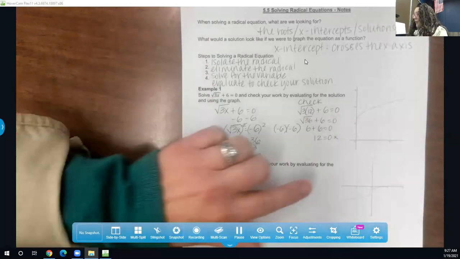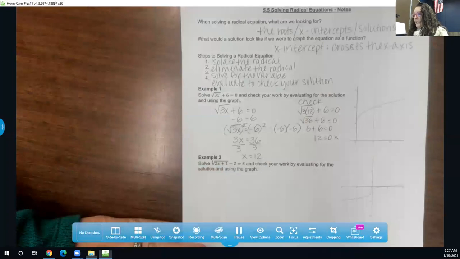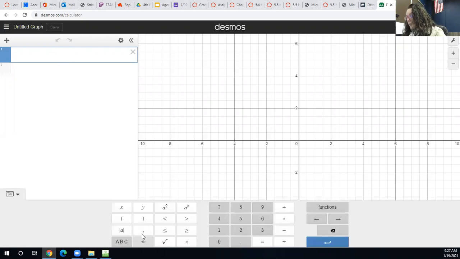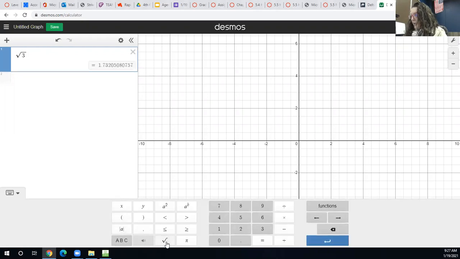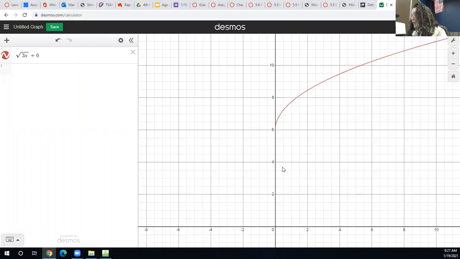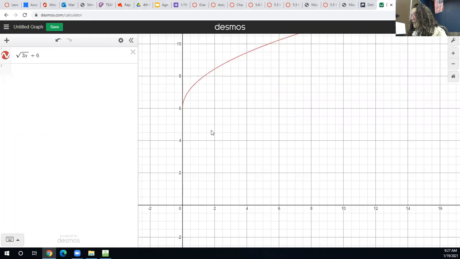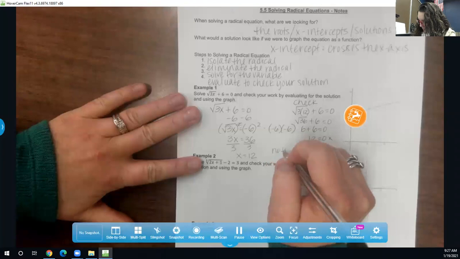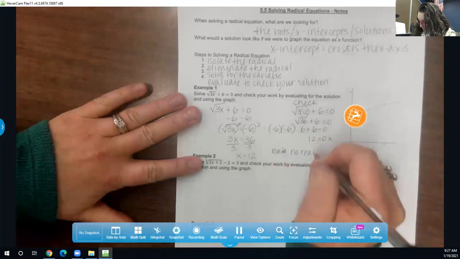And I want to show you, you can't really see that graph there, so I'm going to pull it up in Desmos here. We're going to plug in this very graph, the square root of 3x plus 6. And if you see from our graph here, we don't have a real solution. Our radical function never crosses the x-axis, does it? So I'm going to say for my solution, there's no real solution.